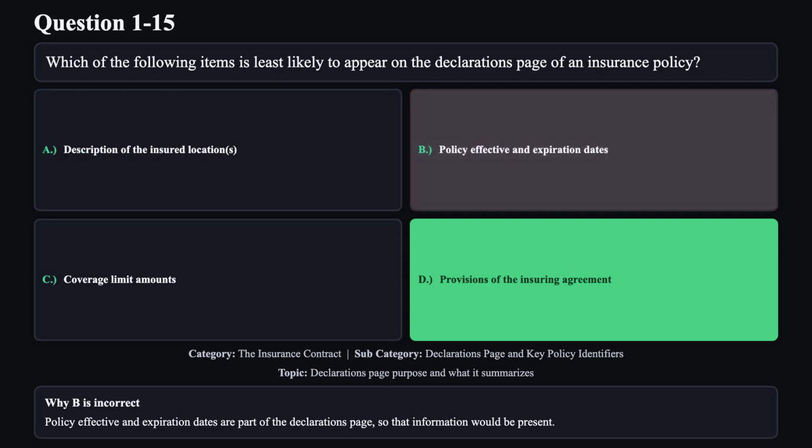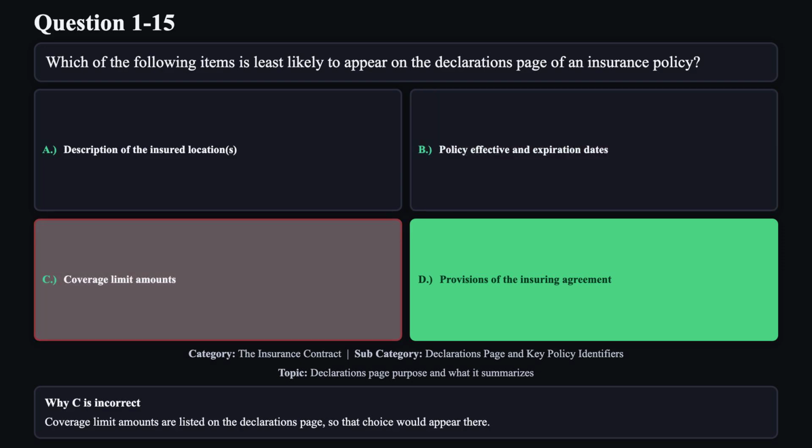Reason B is not correct. Policy effective and expiration dates are part of the declarations page, so that information would be present. Reason C is not correct. Coverage limit amounts are listed on the declarations page, so that choice would appear there.